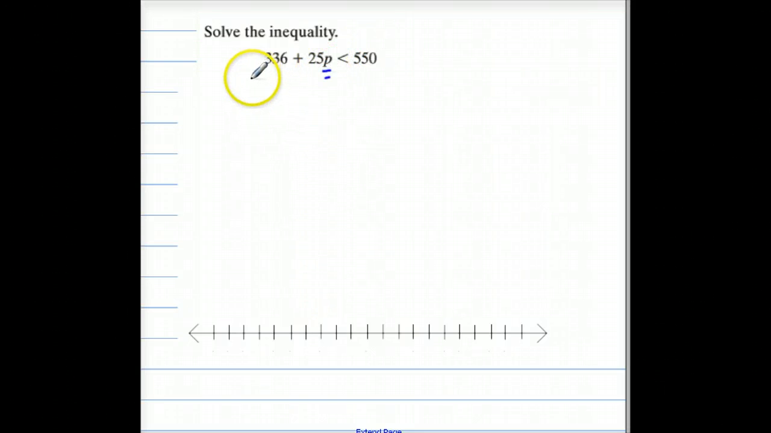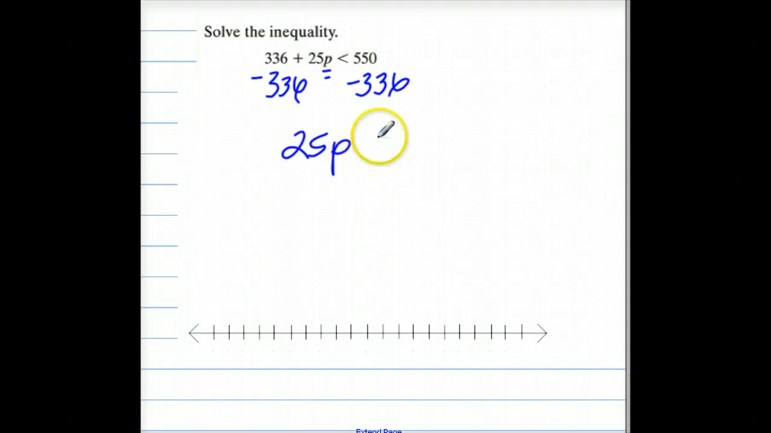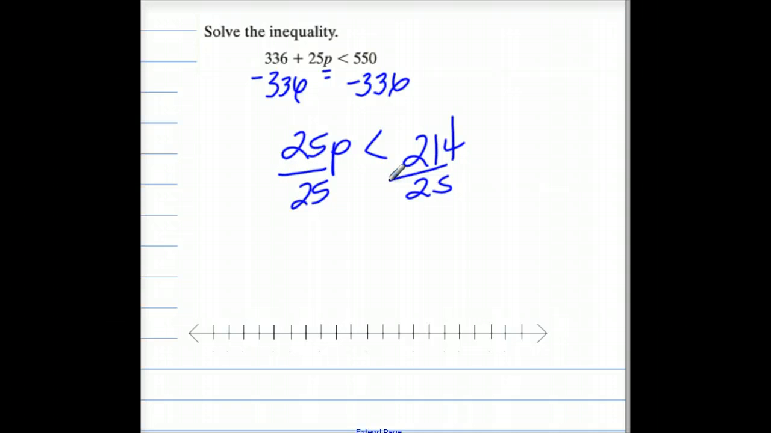So I'm going to subtract 336 from both sides. I have 25P less than, you can do this on your calculator, 214. Divide by 25. I get P equals 8.56. Now we're talking about people, and we can't go over the 550 pounds.